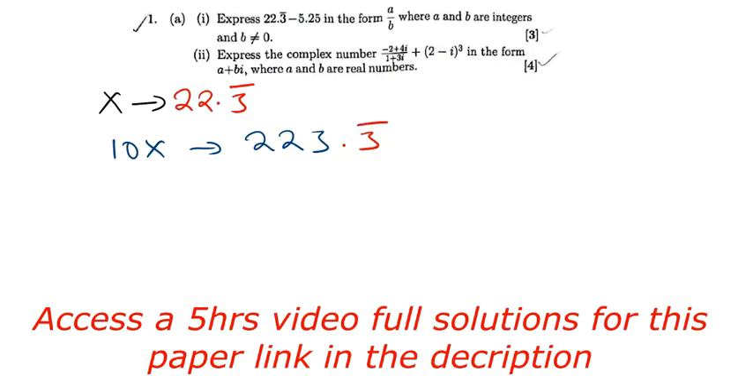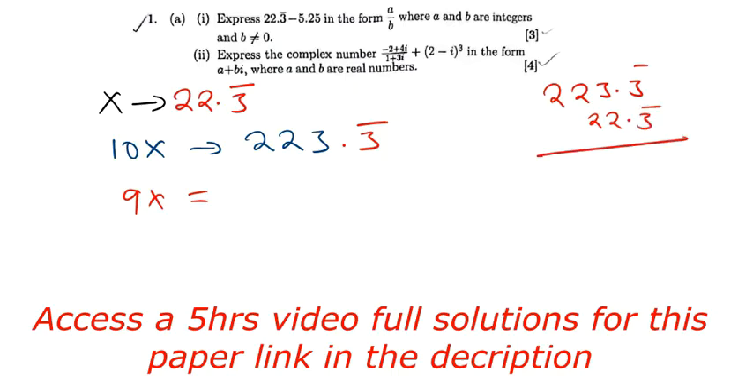So now we can try to subtract 10x minus the x, that would be 9x, and then we can equally subtract the right hand side, 223.3 recurring minus 22.3 recurring. The idea is we want the recurring parts to subtract, so then you remain with a 1, a 0, and a 2. So what is 201? To find the fraction, it will be 201 divided by 9, right?